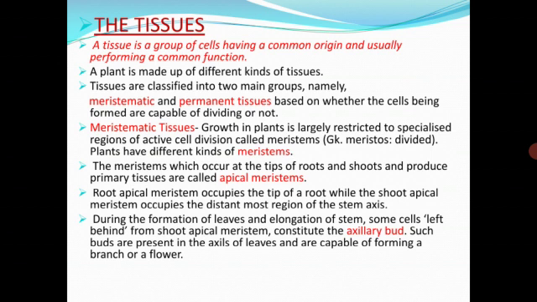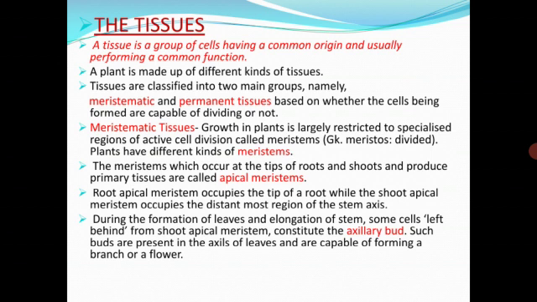And the meristems, as I told you, which occur at the tip of the roots and the shoots, produce primary tissues and are called apical meristem. The root apical meristem occupies the tip of the root, while the shoot apical meristem occupies the distant-most region of the stem axis. During the formation of leaves and elongation of the stem, some cells left behind from the shoot apical meristem constitute the axillary bud.